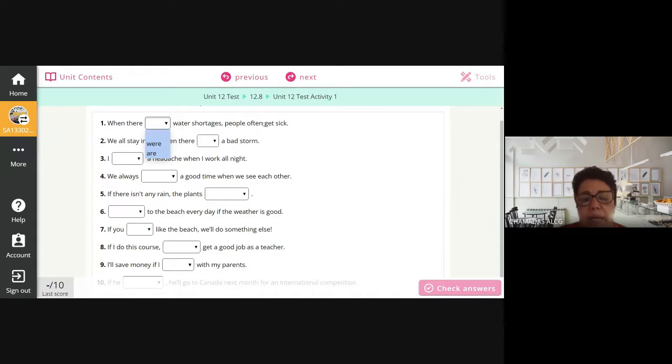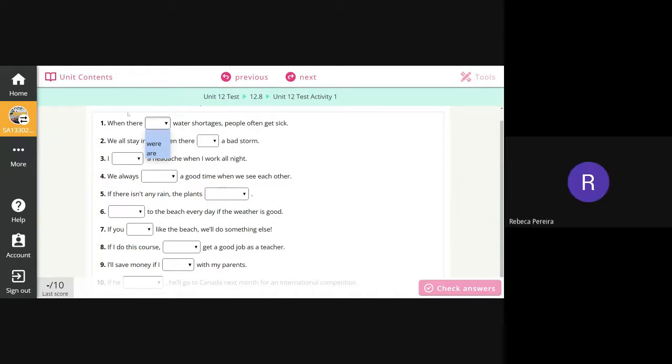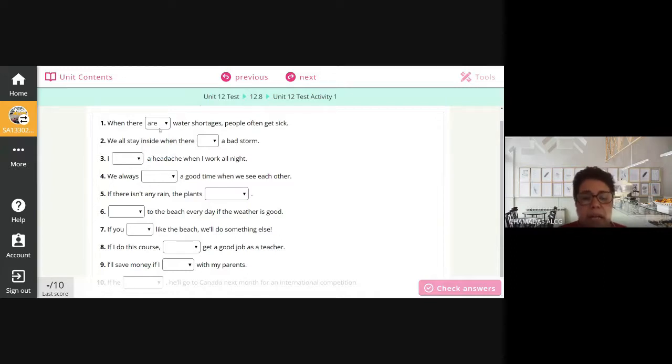Here, the second part is in the simple present. Are. Yes, the first one has to be in the simple present too. So when there are water shortages, people often get sick. Water shortage is when there is no water or there is only little water, okay? And there is not enough water for everybody, okay? This is what we call water shortage, when there is not enough rain, okay?